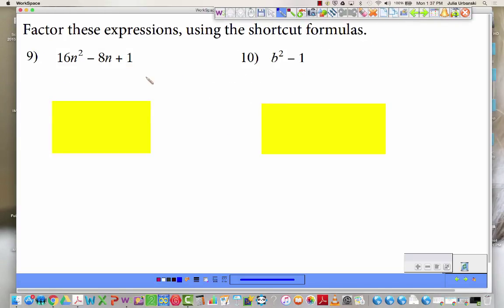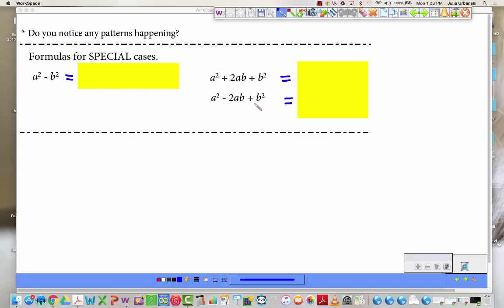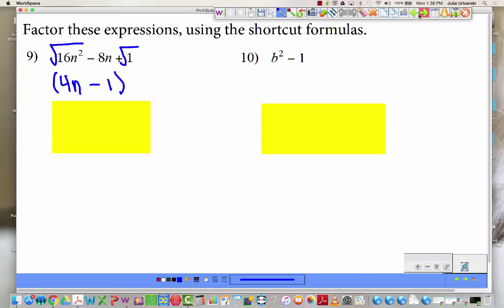Number 9. This one you don't even have to make an x. You just look. This is a 16n squared. You take the square root, you get 4n. This is 1. You take the square root, you get 1. All you have to decide is if it's positive or negative. Since the middle number is negative, you make it negative. And then decide if you need to square it or if you need to make the middle term cancel out by making one positive and one negative. Well, since there's 3 terms here, it's going to fit this rule right here. So we're going to make it squared.